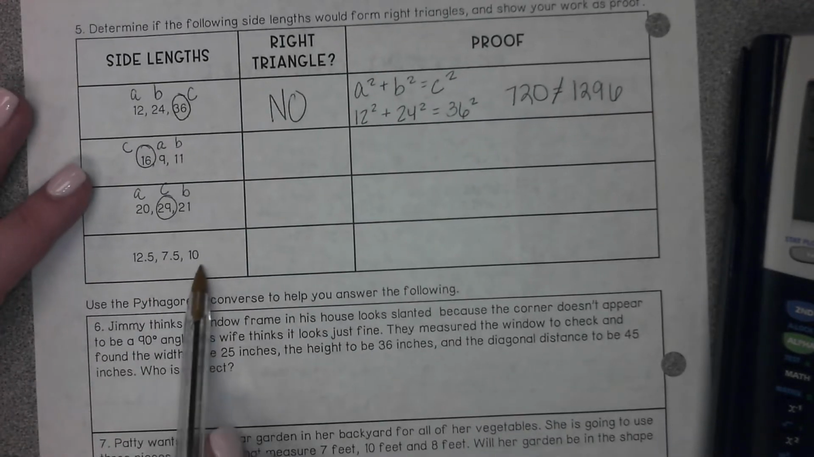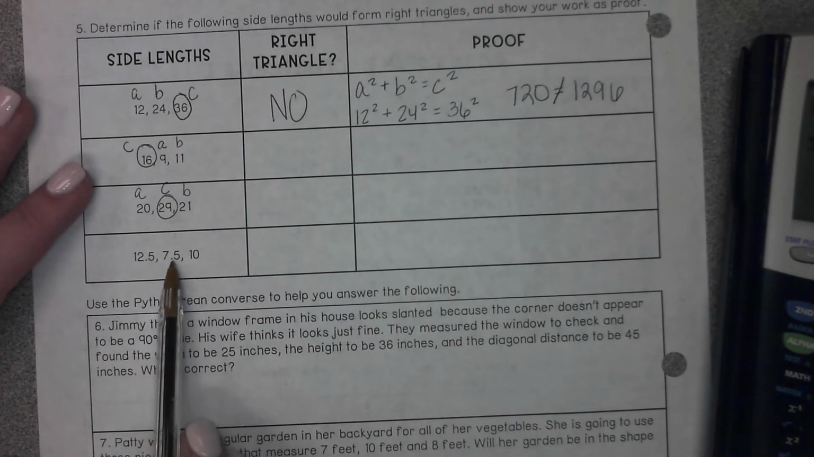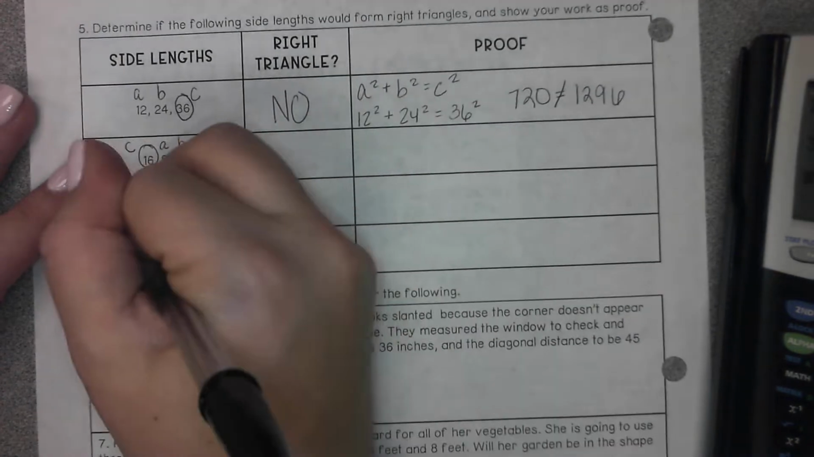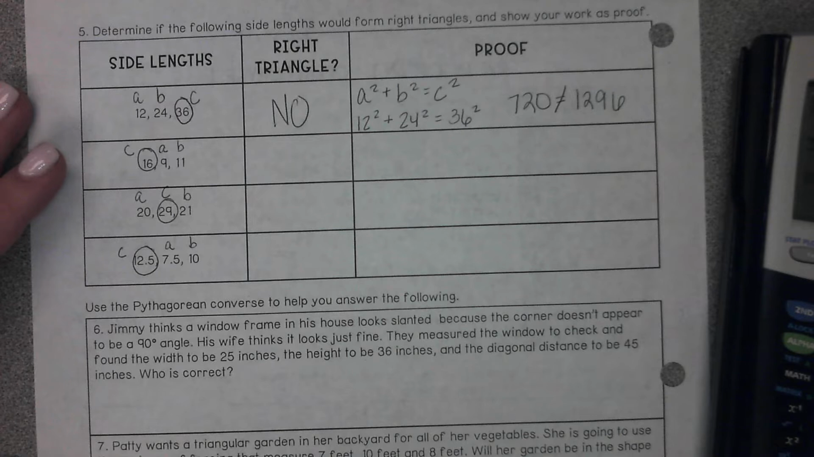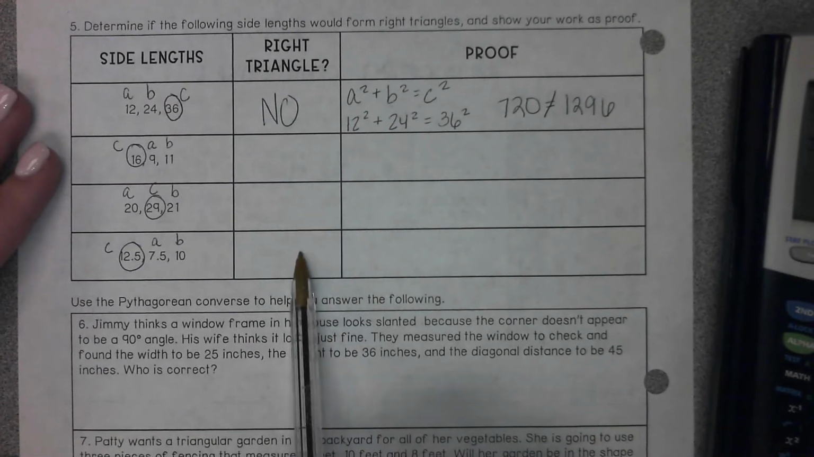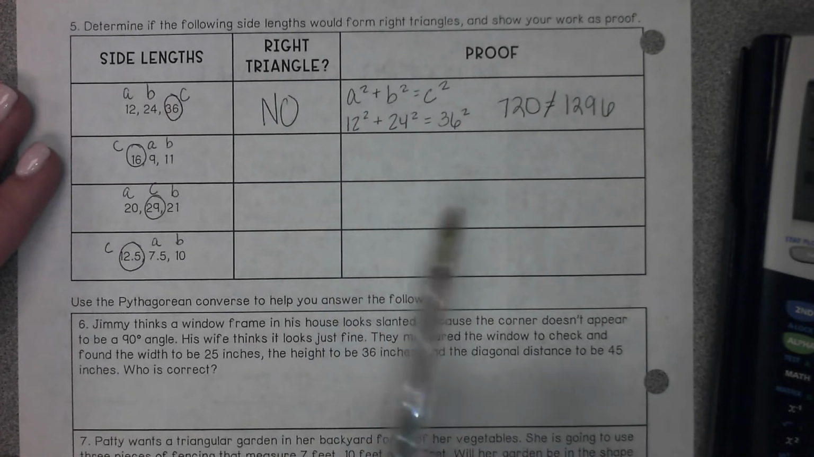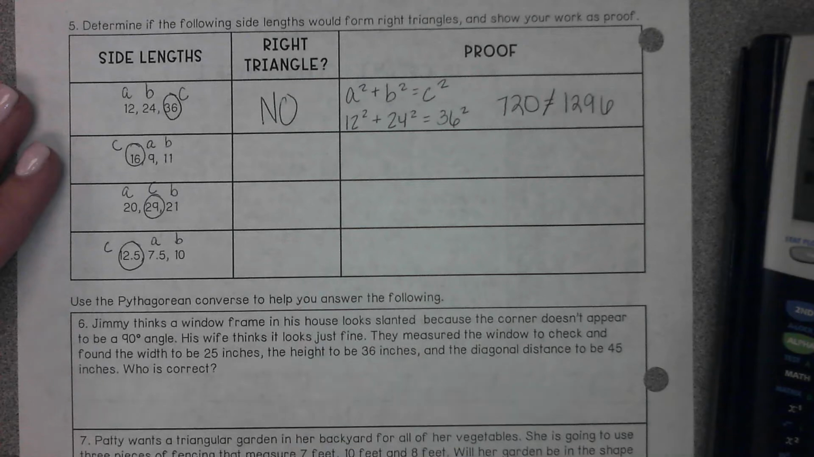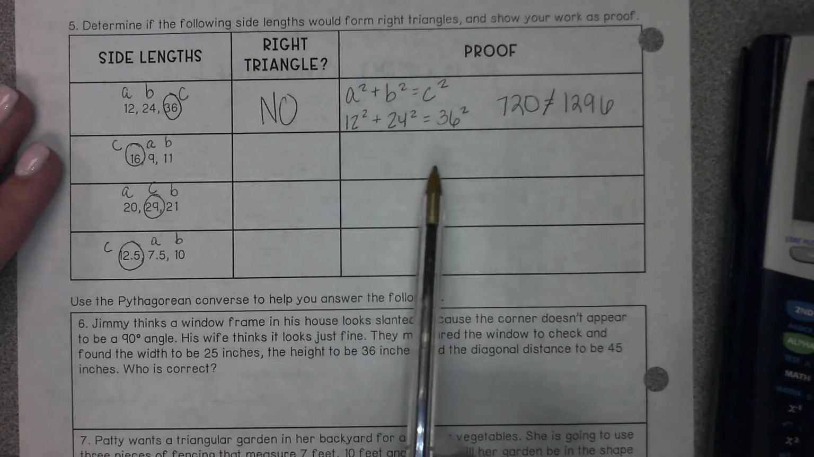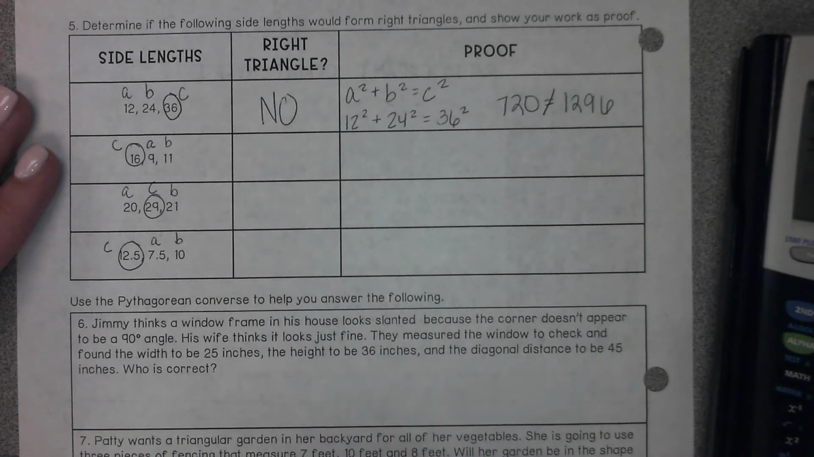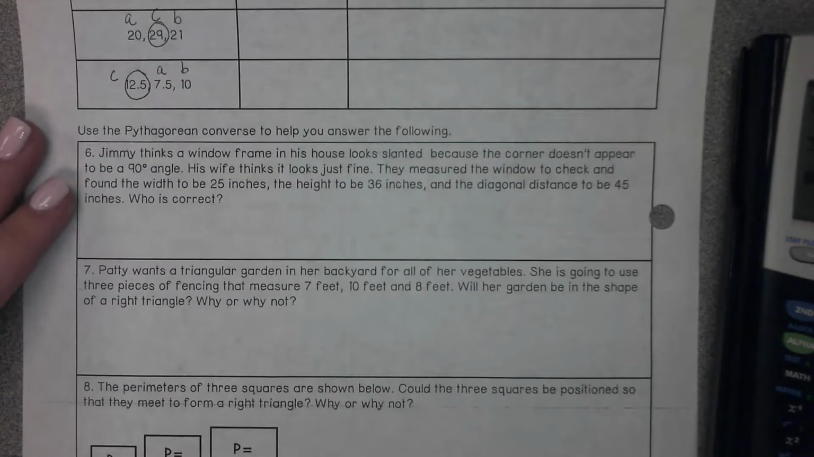And then looking here at these values, even though they're decimals, it's a little hard to see, but you can see that 12.5 is the largest number. So that's C, A, and B. So I want you to go through and finish these 3, show your work here, and then write yes or no if it's a right triangle or not. And remember, if it's not equal to each other, it's no, and if the numbers do equal, you'll write yes. So pause the video, finish these 3 problems, and then move on to the next section.